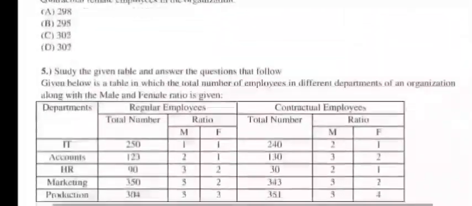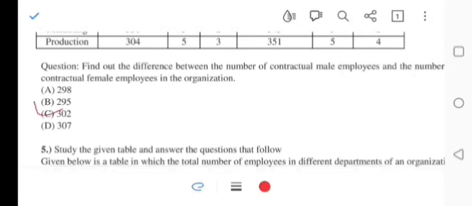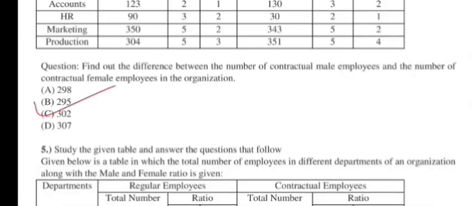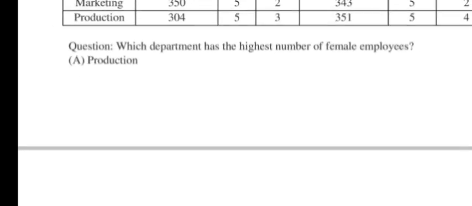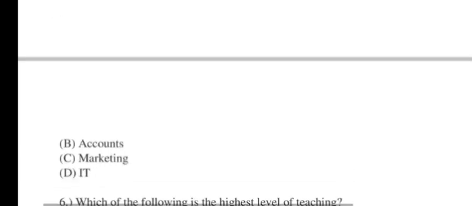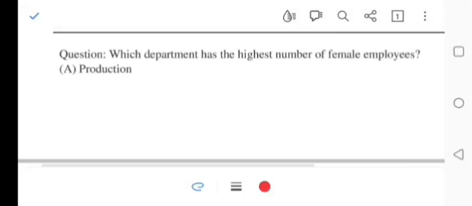Moving on to next question, it says find out the difference between the number of contractual male employees and the number of contractual female employees in the organization. 298, 295, 302, 307. It will be 302. That means number C will be correct. Number 5 says which department has the highest number of female employees? Production, accounts, marketing, and IT. So it will be production. That is number A. Done.